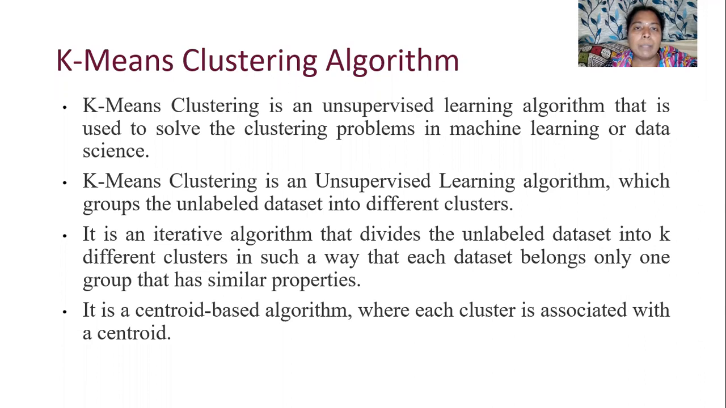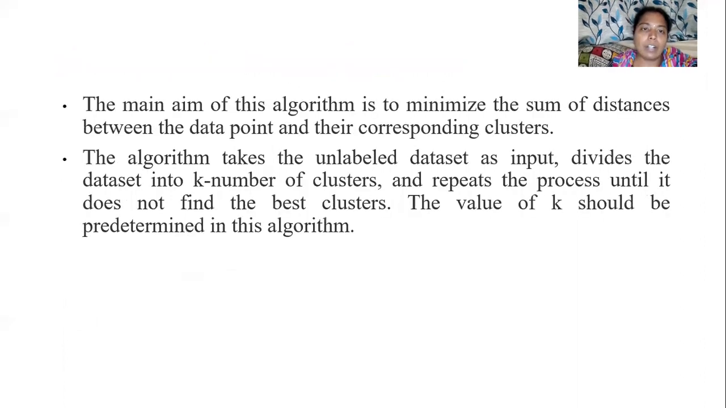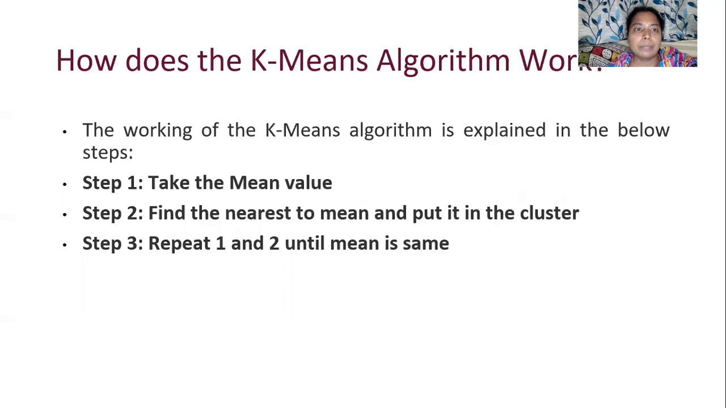It is a centroid-based algorithm where each cluster is associated with a centroid. The main aim of K-means is to minimize the sum of distances between the data points and their corresponding clusters. The algorithm takes the unlabeled dataset as an input, divides the dataset into K number of clusters, and repeats the process until it does not find the best clusters. The value of K should be predetermined in the algorithm.